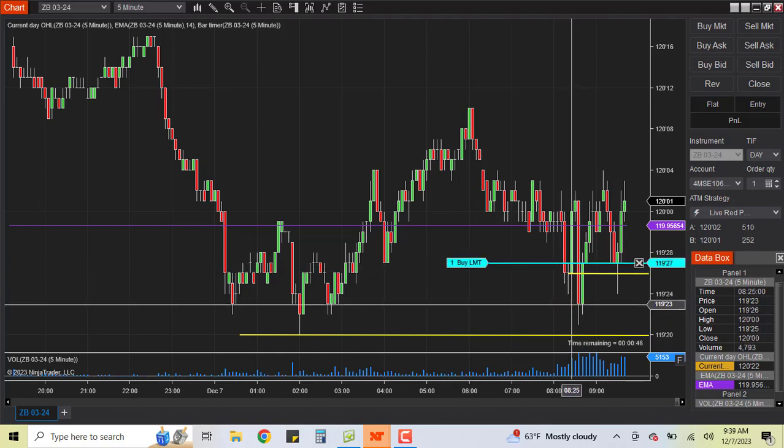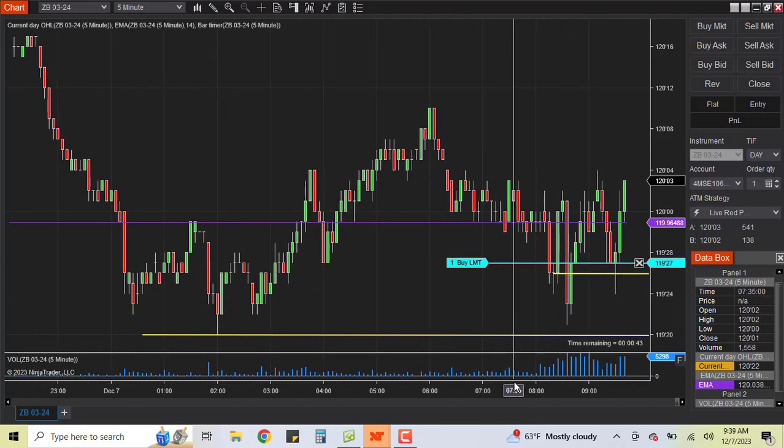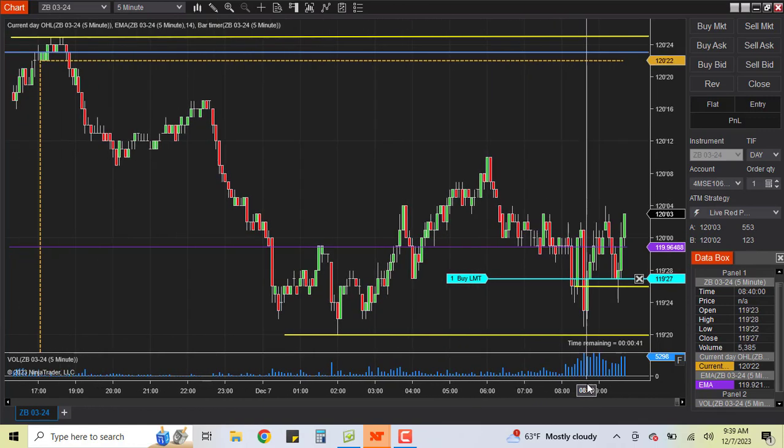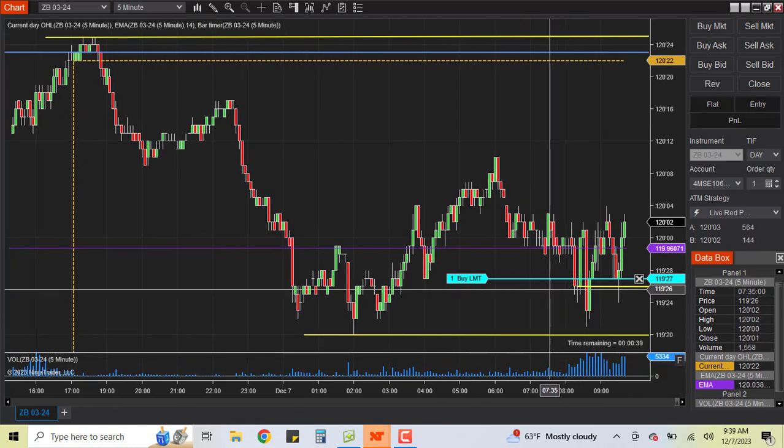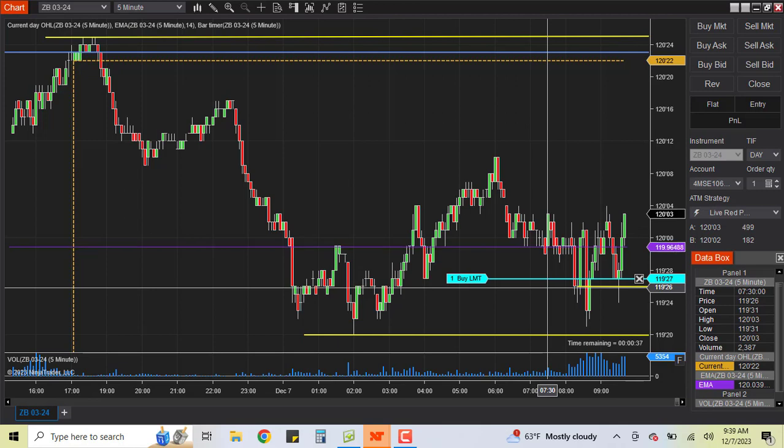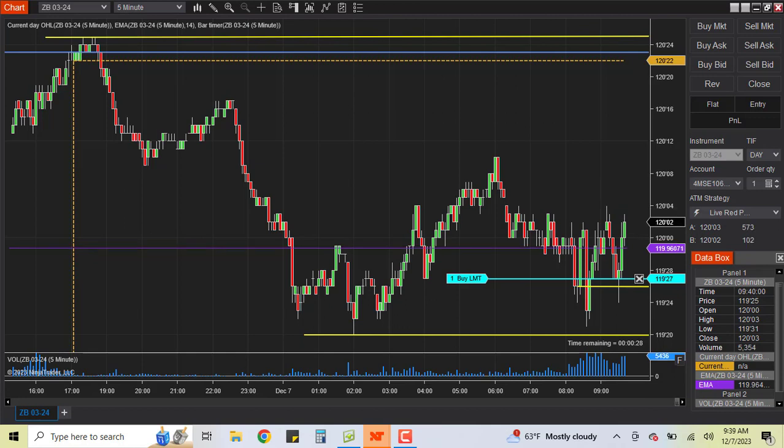Now my thought process on why I just moved my order higher to 119.27 is, on the 5-minute chart, I see price creating what I believe is a new demand zone. So I move my order up just a few more ticks to 119.27. And I'm like, okay, if it comes back here, we should be going up. And right now, it's hitting some resistance levels, so let's see what happens next.